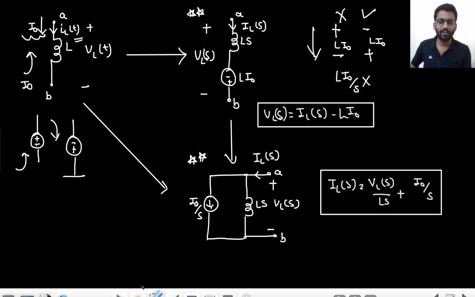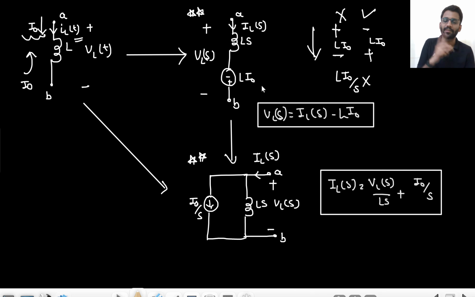If the current would have been flowing in this direction, I would have made it in the direction of current minus plus. If the current is flowing in this direction, I would make it in the direction of current minus plus. Are you getting this point? So this is the Laplace transform. Just make sure that you don't write L naught by S. You only need to write Li naught.